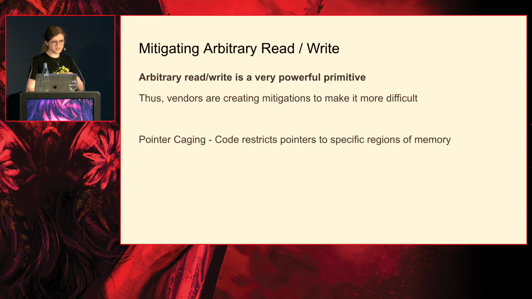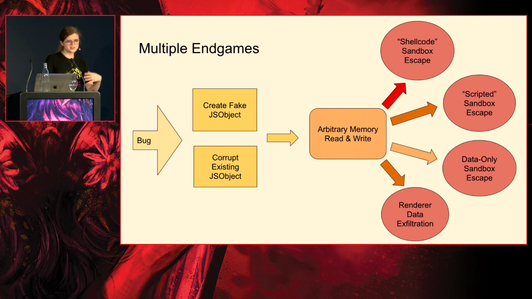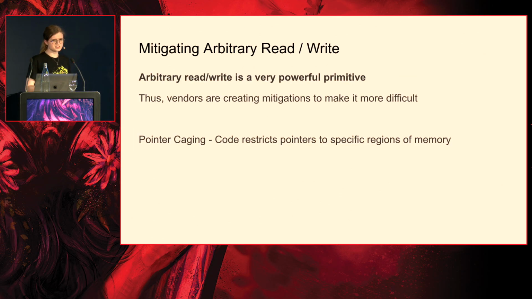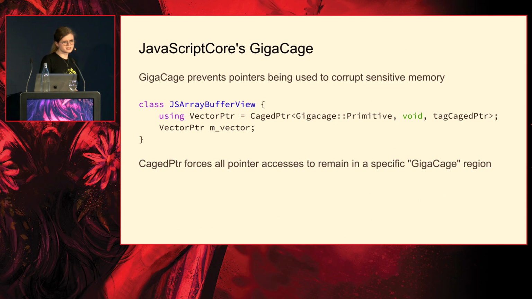So maybe the vendors have started looking a little bit further up and trying to see, well, this arbitrary read-write is really powerful. Can they mitigate that to make it harder for an attacker to get that primitive in the first place? And one way that this has started to be done is through pointer caging. The idea of this is that if pointers can be restricted to only go into certain regions of memory, then even if you have an arbitrary pointer, you can't really do a whole lot with it if all you can do is access a certain heap region. So the first real implementation of this is in JavaScript Core, which is Safari's JavaScript engine.